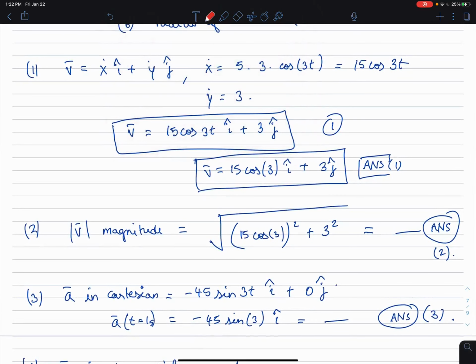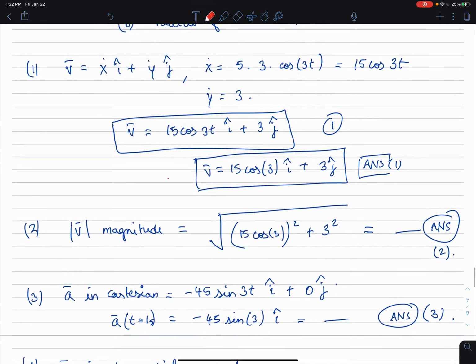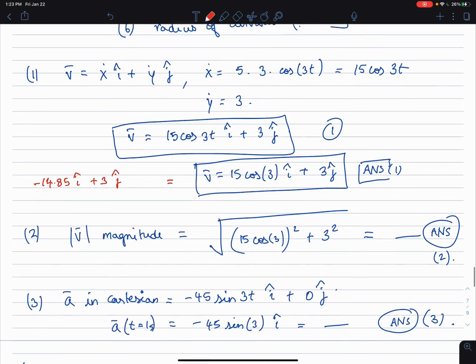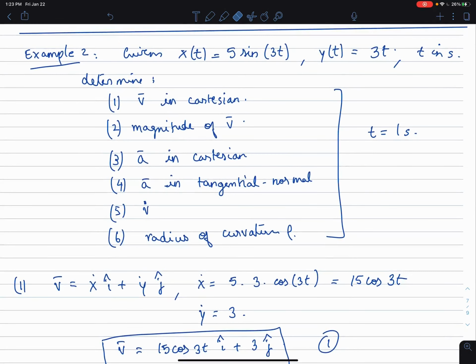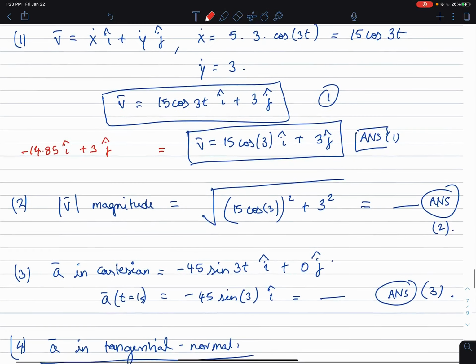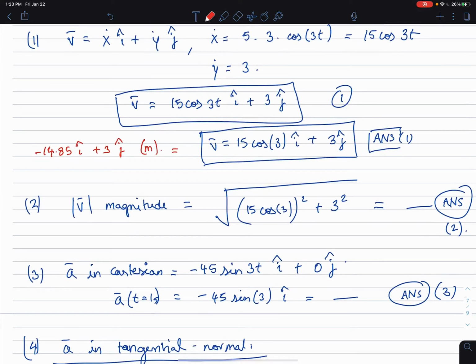values for these various answers. And what I'm actually using on the side is MATLAB to compute the numerical values. I'm just going to first evaluate this, 15 cosine 3, 3j. What is 15 cosine 3? 15 times cosine 3 in MATLAB gives me basically minus 14.85 I plus 3j. And this is all going to be in the standard units, whatever units other things are provided in. And let's say this is in meters. Okay, so this is all in meters. So that's the answer for part 1.